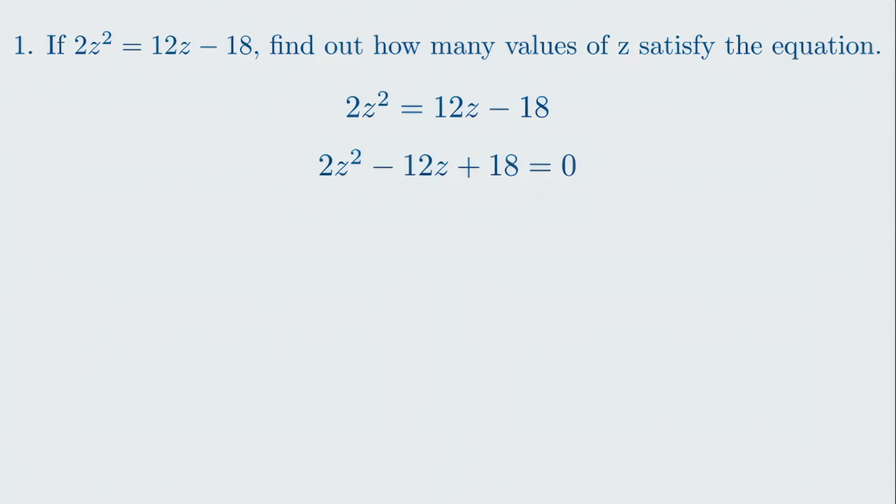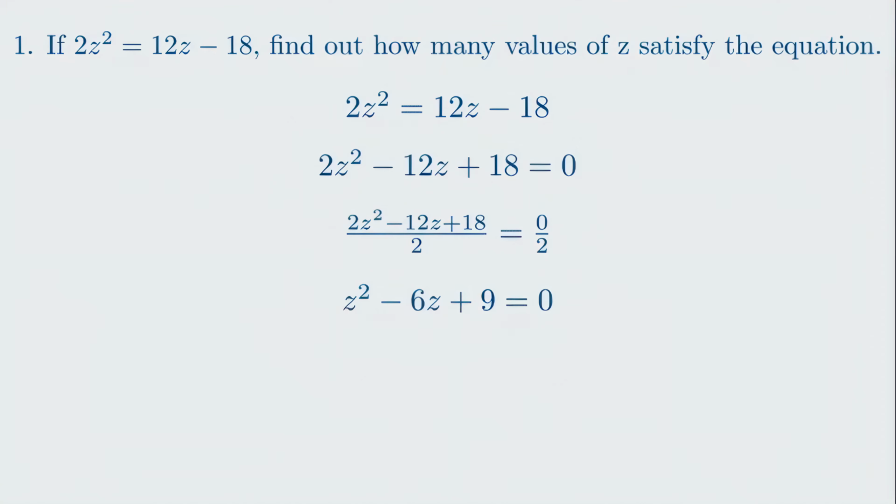This is the standard quadratic form, x squared plus bx plus c equals 0. Next, we can simplify this equation. Notice that all the coefficients are even. We can divide the entire equation by 2, which gives us z squared minus 6z plus 9 equals 0. This looks much simpler to work with.